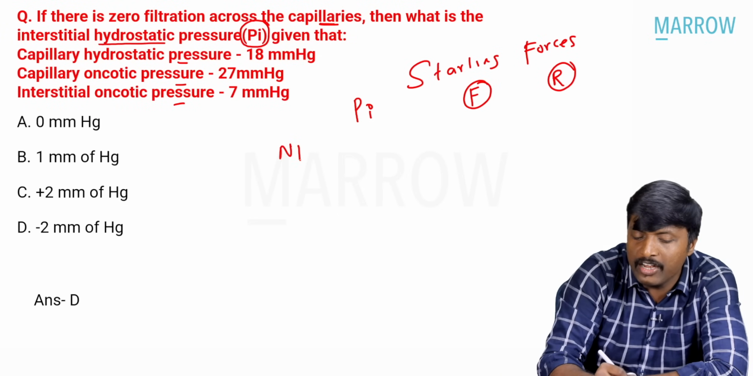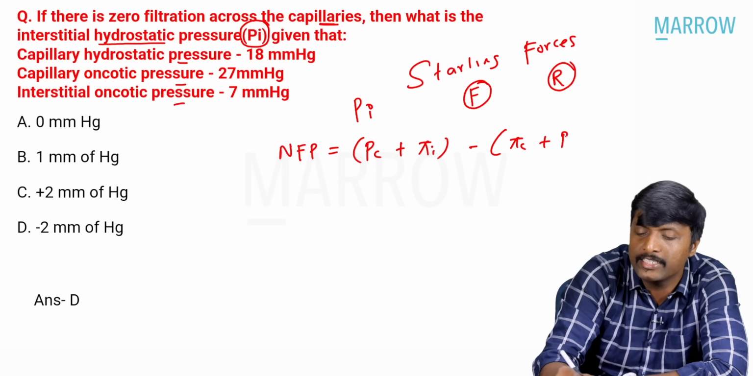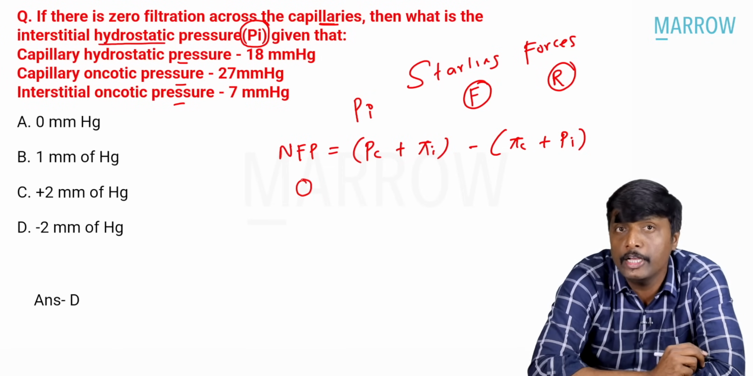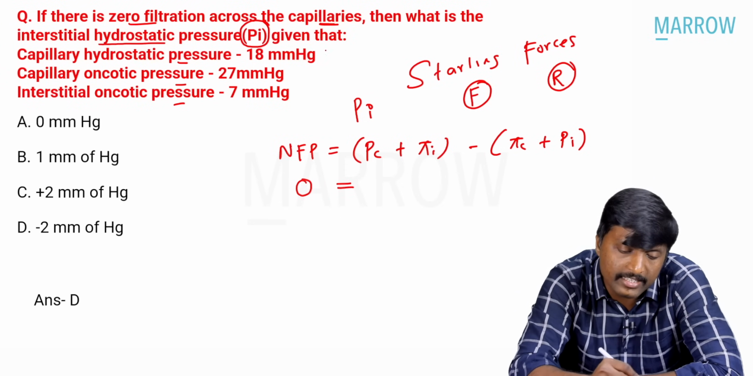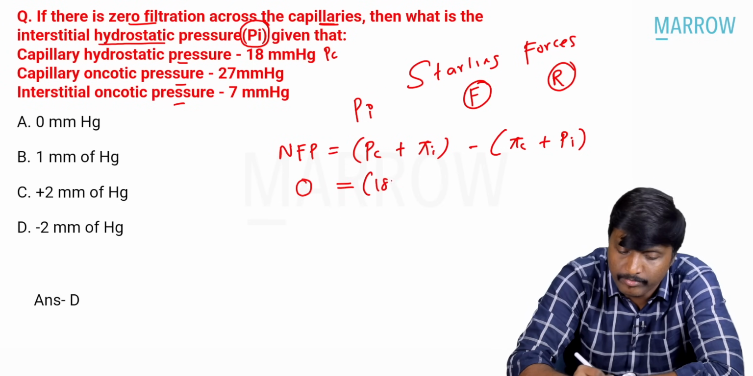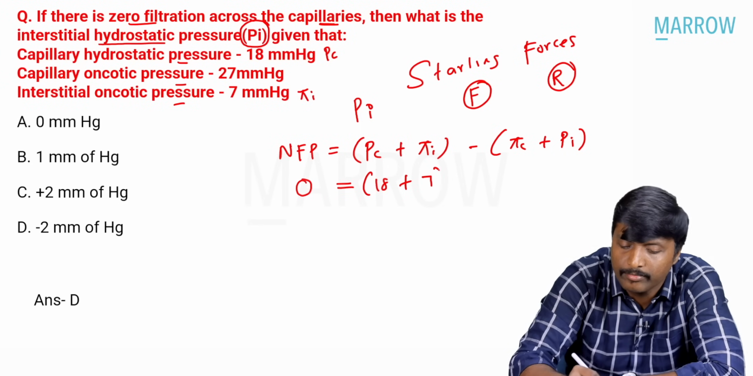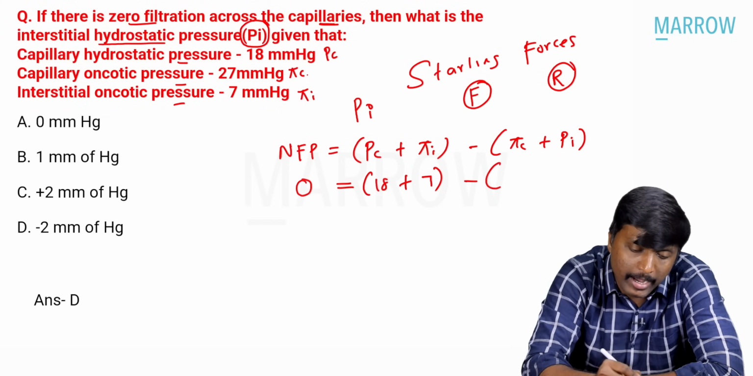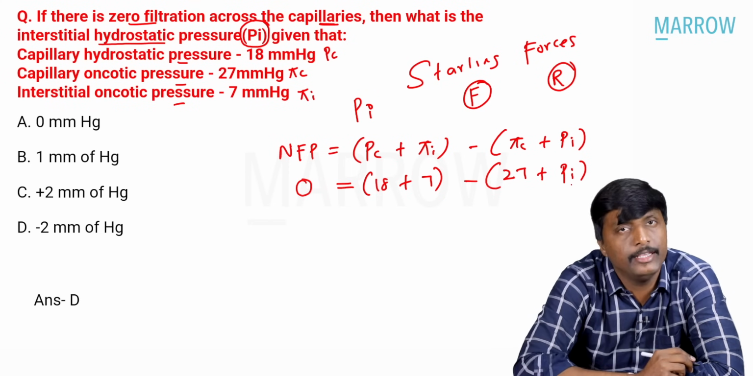It should be net filtration pressure equals Pc plus Pi I minus Pi c plus Pi. They are saying the net filtration is 0. So 0 filtration equals, how much is Pc, sir? This is Pc, 18. How much is Pi I, sir? This is Pi I, 7. Minus, how much is Pi c? This is Pi c, 27 plus Pi.